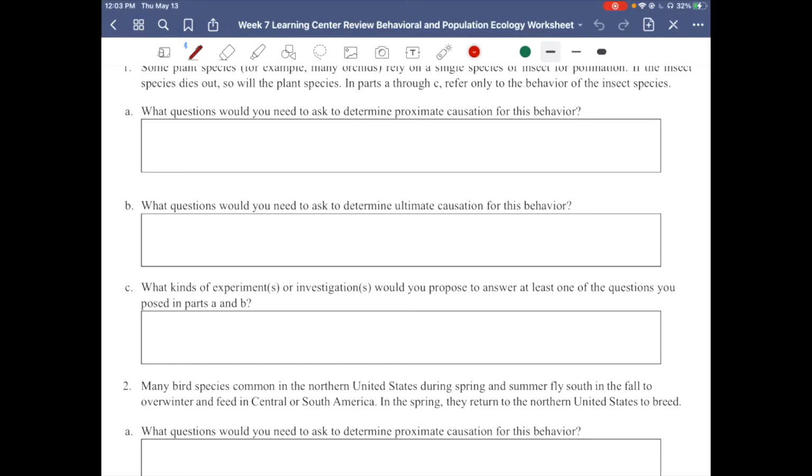All right, so the first question, or question A, is asking us about proximate cause. So we need to look at what mechanisms enable the organism to behave that way. And we're looking at it in terms of the insect species. So some questions we can ask are, what are the specific characteristics of the orchid and the insects? This will help us figure out some of the mechanisms.